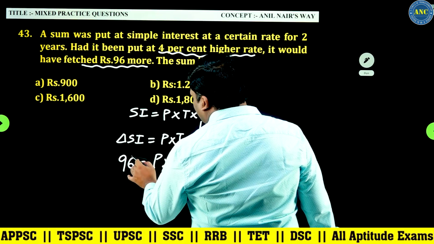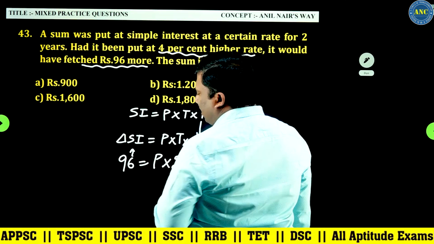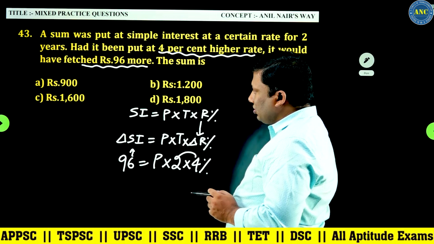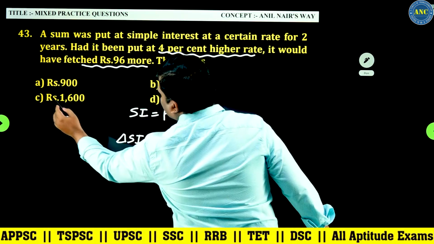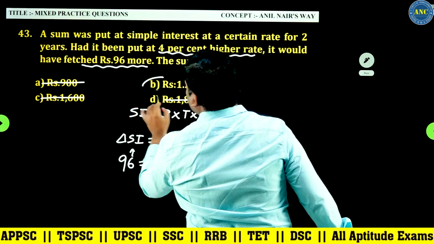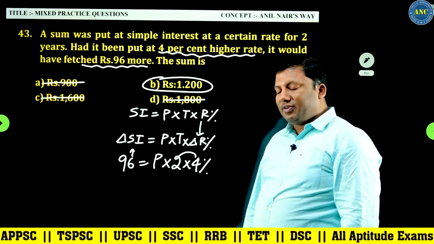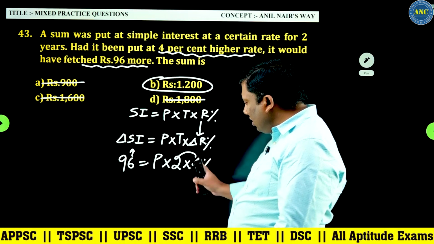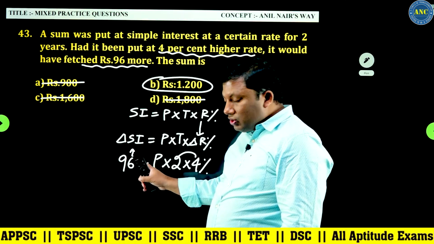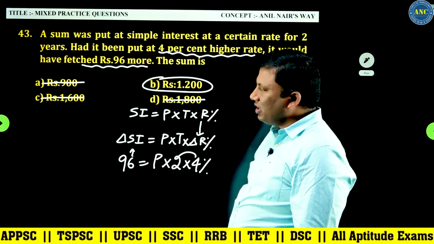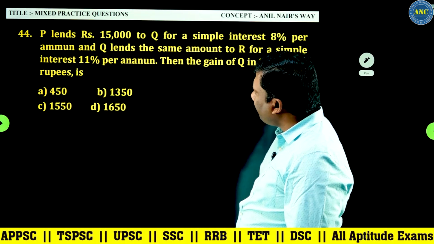4 2s are 8. 8 multiplied by which number will give me 6? 8 2s are 16. The answer for this question is 1200. 8 into some number should give me 6. Idea clear?